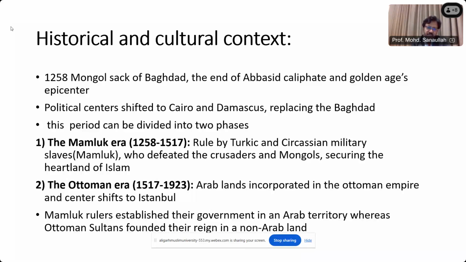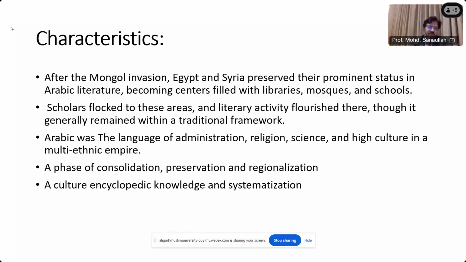And of course the Mamluk era is divided into the two phases, Bahri and Burji. Well, there are certain characteristics related to the Mamluks or the Mongols or the Ottomans. After the Mongol invasion, Egypt represented a prominent status in Arabic literature, becoming a center of knowledge filled with libraries, mosques, and schools. It is a social law of nature that scholars flock to the areas which are known for scholarship, the centers of learning. So the primary center of learning after the fall of Baghdad was Cairo.